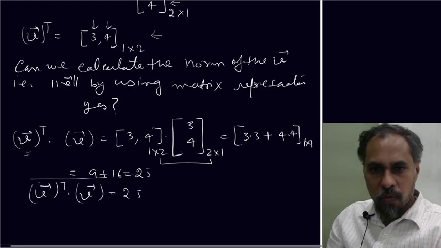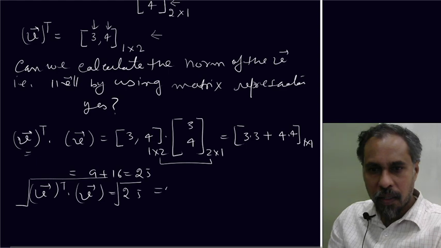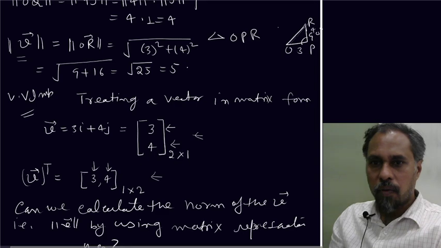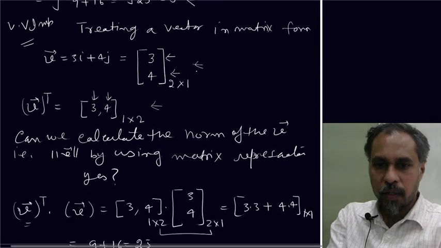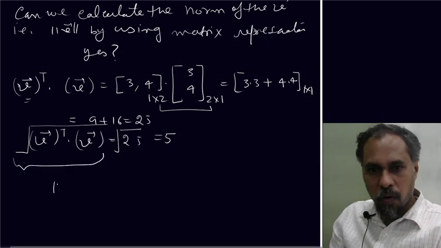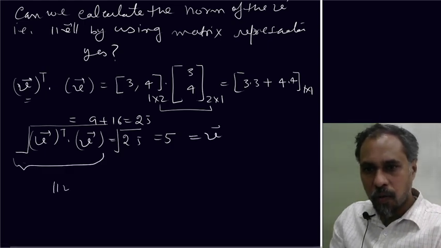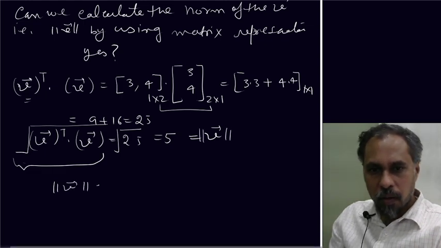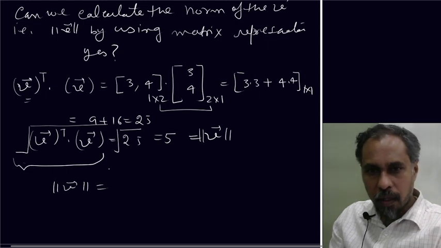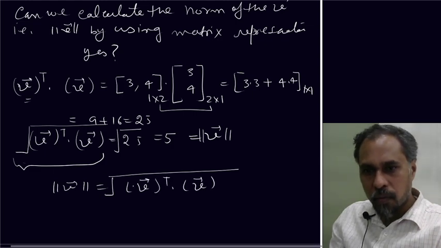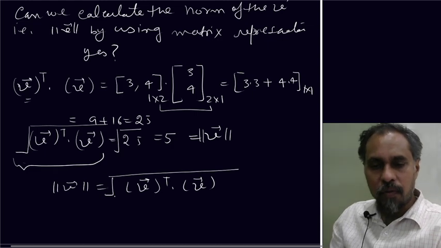Now I take the square root on both sides. So what I get is 5. It is nothing but the norm of the vector V that we already calculated by using the Pythagoras theorem. So we conclude that this expression actually gives the norm of the vector V. The norm of the vector V is calculated as V transpose multiplied by the vector V when V is represented in matrix form.